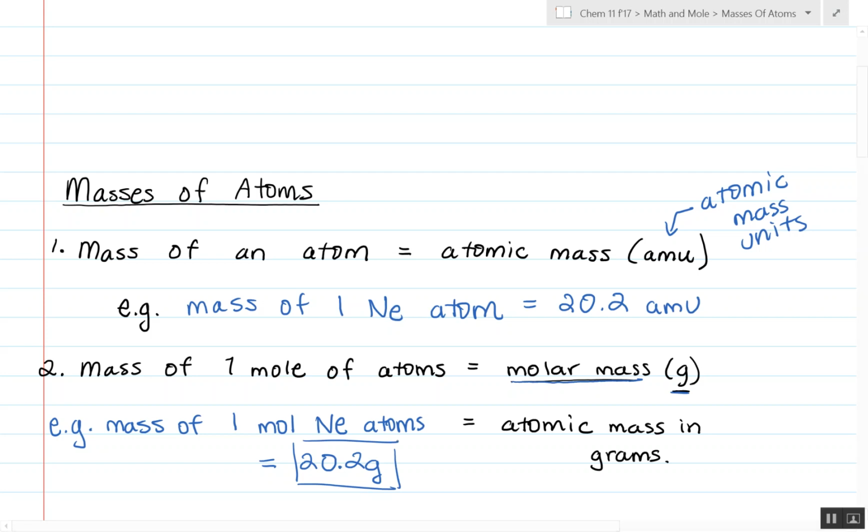So just make a quick note of the difference in the units between the mass of a mole of atoms versus the mass of an atom. So it's grams versus AMUs. We'll summarize when to use these in a little table down below.